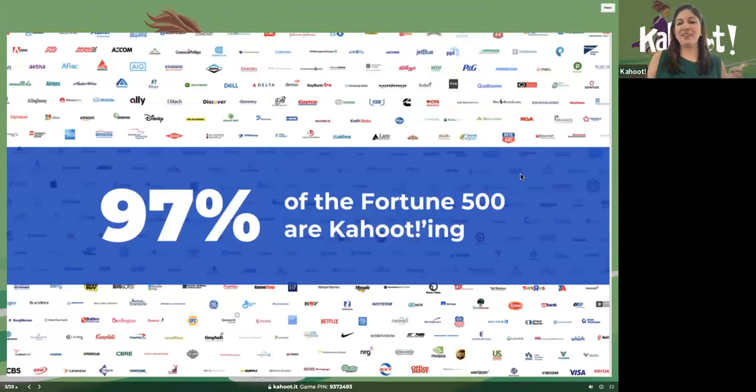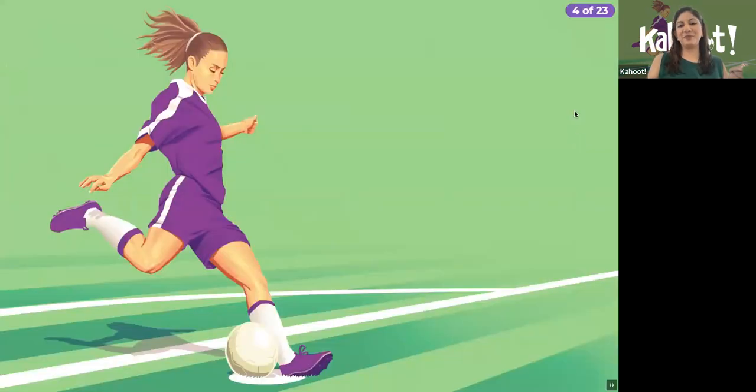And also Kahoot is a fun platform that is used by 97% of the Fortune 500s. We're a global company. The headquarters is in Norway, but our team here is based out of Austin. And then we have hundreds of employees all across Europe and North and South America. So that's a fun introduction to Kahoot as a company.